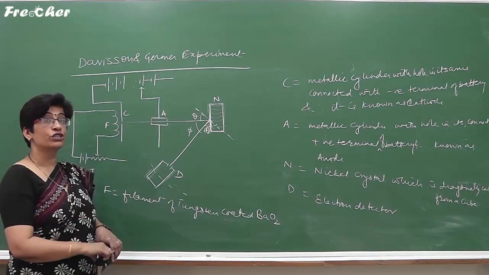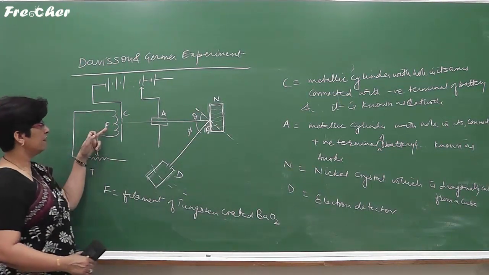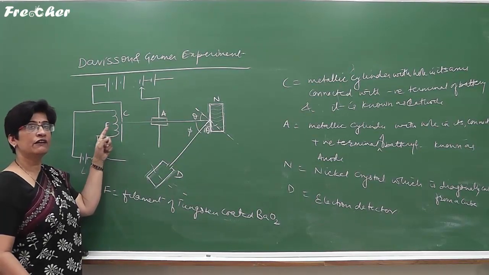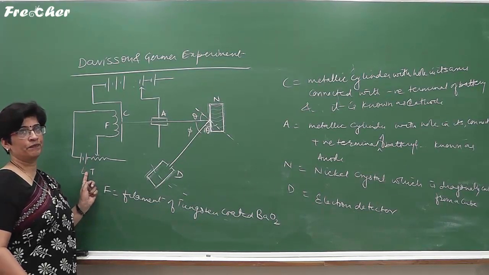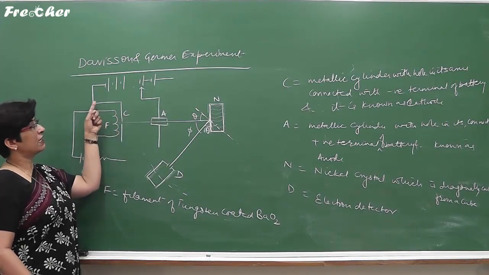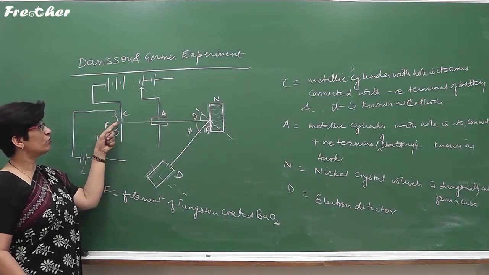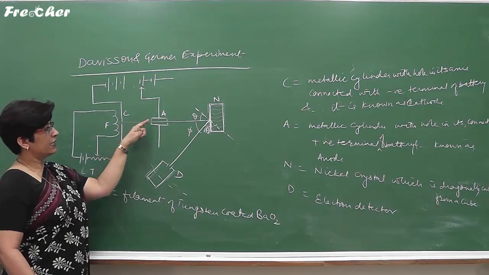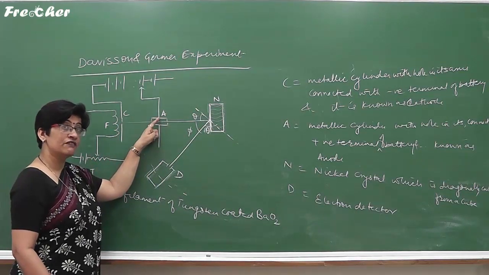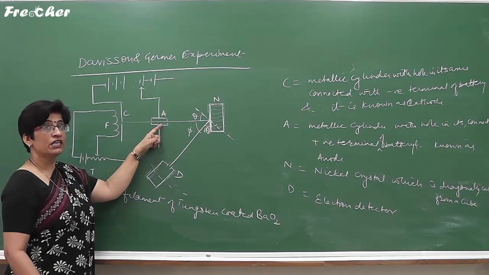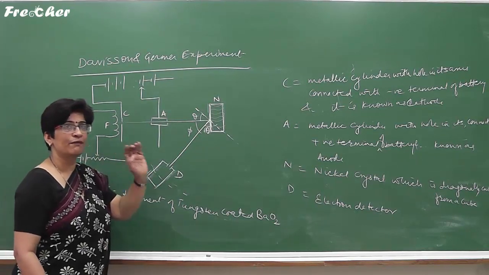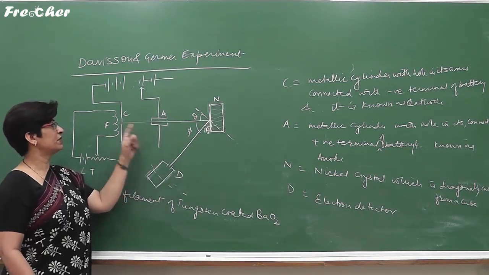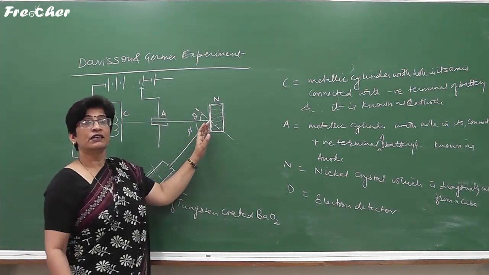Now let us try to understand the function of each and every part of this experimental demonstration. F, which is the filament, is basically the source of electrons. This filament will eject the electrons because of the heating done by the current supplied from the low tension battery. Now this cathode, which is kept at the negative terminal of the battery, is used to convert the electrons emitting from the filament so that they emerge in the form of a beam.